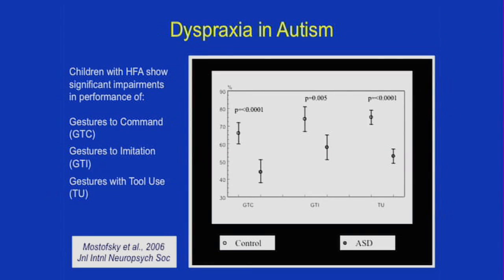So we do this detailed coding in these videos, and this is from the first study we ever published, so that's why it looks like an old figure, but we've had a number of figures since then, where you have the children with autism here, this is % correct on the y-axis. The children with autism, here's gestures to command, gestures to imitation, tool use, and across all three, they show substantial impairments compared to typically developing children. And I will mention with gestures to imitation that at least we have found that they show equivalent impairments in both the meaningful and non-meaningful gestures.